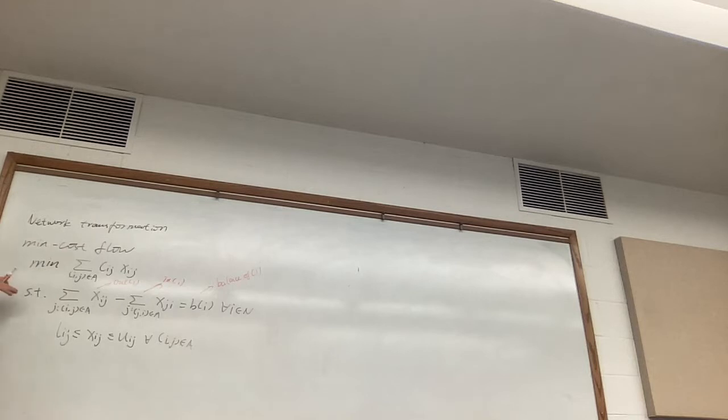But for this format, can anybody tell me how we can express the max flow problem using this minimum cost flow model? Thomas, can you tell us? In what case does this express the max flow problem? If for all the transshipment nodes, bi is equal to 0, and for the source, it's f, and for the sink, it's negative f.